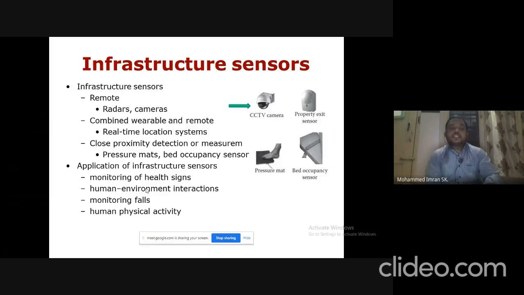Okay, and close proximity detection or measurement: pressure mats or bed occupancy sensors. Next, applications of infrastructure sensors. So monitoring of health signs, human environment interactions, monitoring falls, human physical activity.